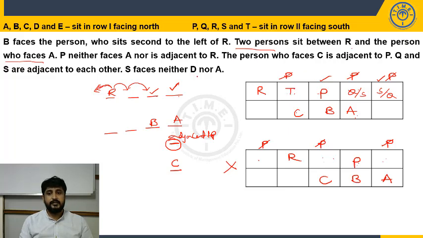Next, S faces neither D nor A. So S is not facing D and S is not facing A. So it cannot be S. So this must be Q. When it is Q, this must be S. And in the same statement, S is not facing D. So it cannot be D. So this has to be D. Remaining E will be at the right end. That's it. Quite simple arrangement, right? Logical but quite simple.